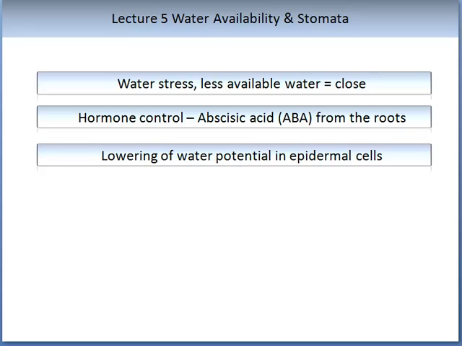The amount of water that is available to a plant can influence stomata opening and closure. When water stress is imposed on a plant, it means that there is less available water, and this can cause the plant stomata to close. The mechanism involves the hormone abscisic acid, ABA. When water potential drops in the root, ABA compound is synthesized, or made. It is transported from the root system into the leaf.